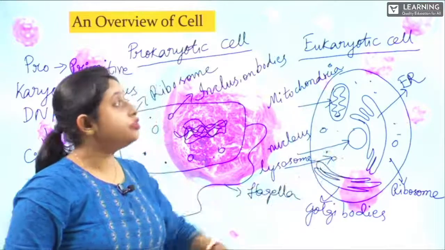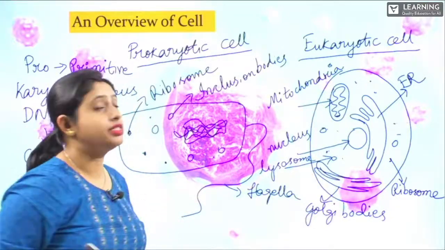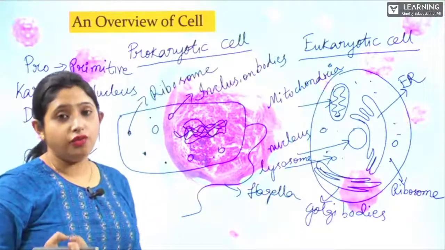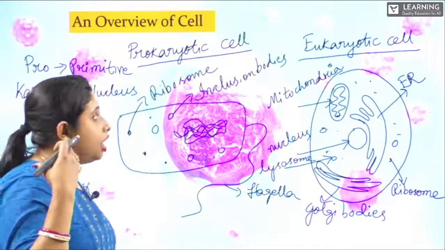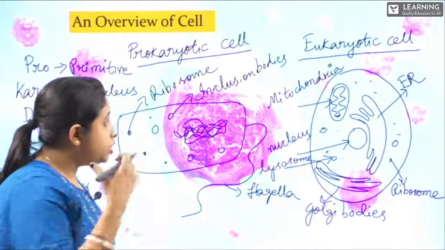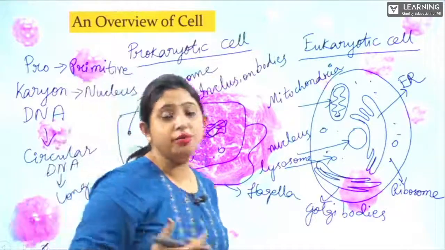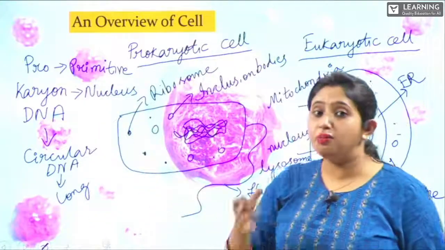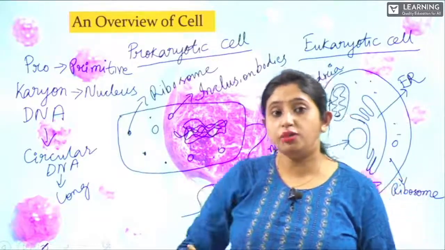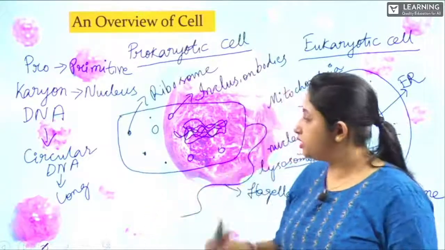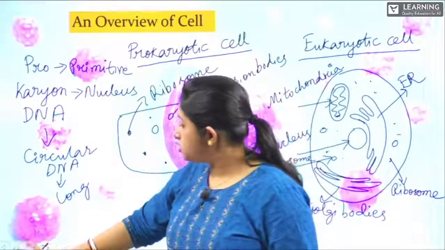So in case of the eukaryotic cell, they have a well developed nucleus. They are the new cells, you can say. So who comes under the eukaryotes? That is the plants and the animals. Human beings, we also come under the eukaryotic cell. So this is about it.